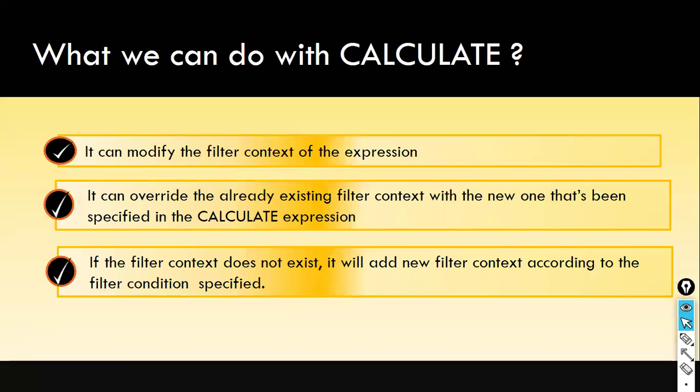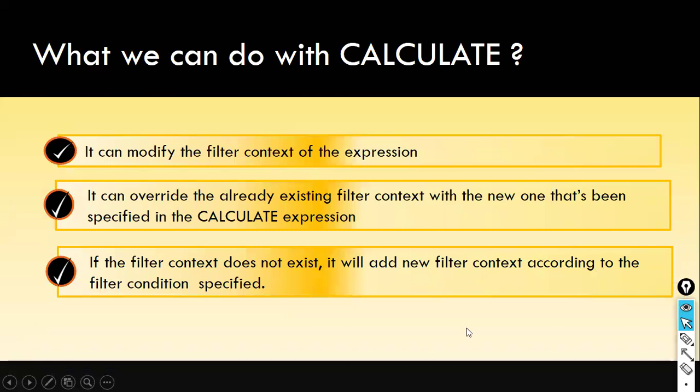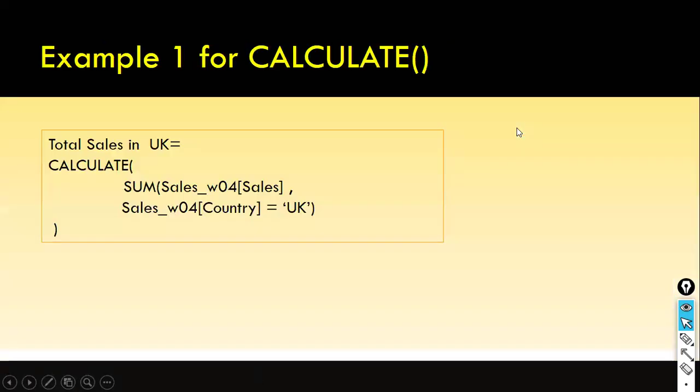Now the question is, what can we do with the CALCULATE function? It can modify the filter context of the expression, and it can override the already existing filter context. If the filter context does not exist, it will add a new filter. For example, if you have a filter already available and want to override it, that is possible. If no filter is available in your DAX function, you can add a new one. Everything you can do with the help of the CALCULATE function. I'll give you some examples.